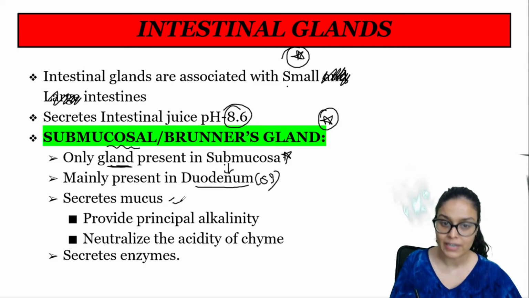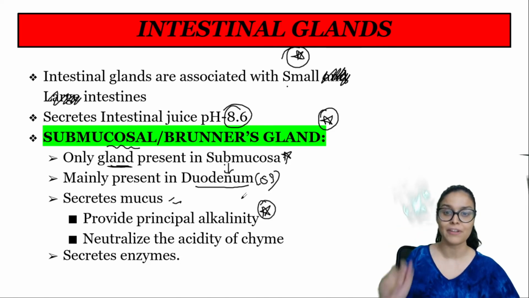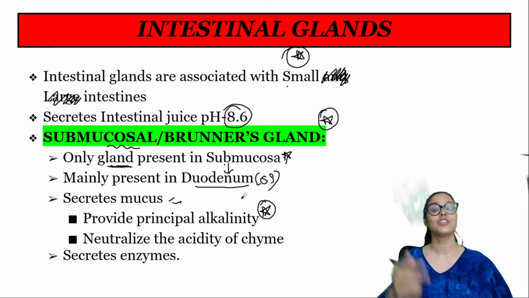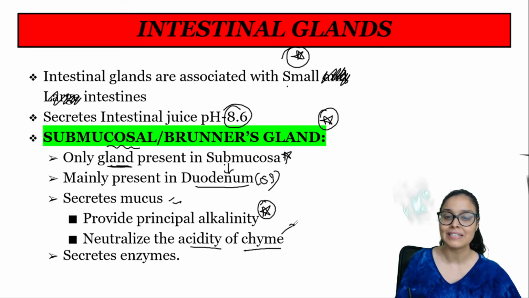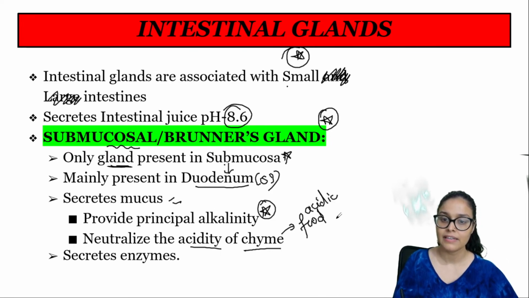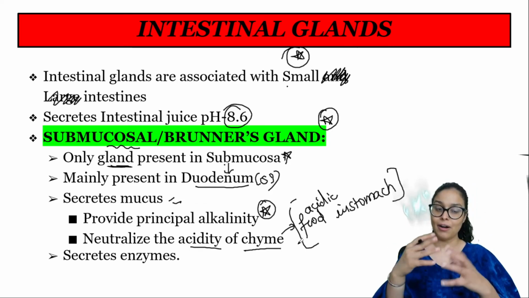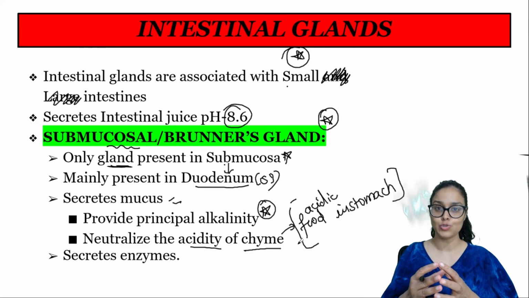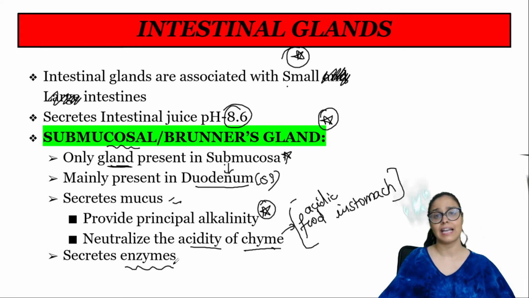It will secrete mucus, alkaline mucus, which provides alkalinity to food, because the food that is coming from the stomach will be acidic and we have to neutralize it. So for that neutralization of the acidity of chyme. Chyme means the acidic food that is coming from the stomach. So chyme is the acidic food in the stomach, which you have to remember. Like bolus, the food that is present in the mouth is called bolus. Same, this food mixed with the acidic juice of the gastric glands is basically known as chyme, right? And plus it will be secreting enzyme also.